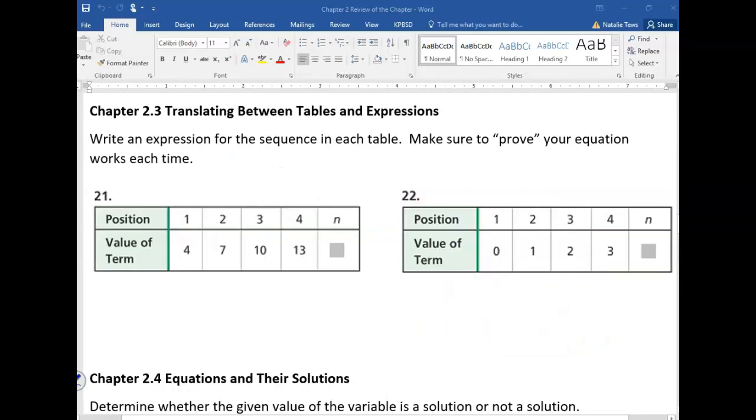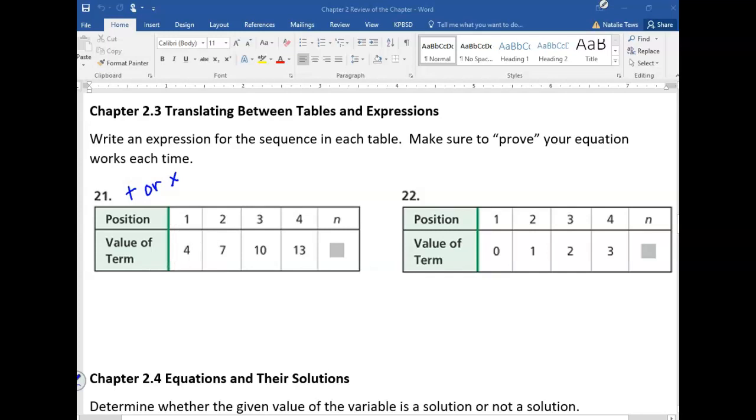Okay, so we're at number 21. So notice that my numbers are getting bigger from here to here. So if they're getting bigger, I'm automatically thinking adding or multiplying, right? So I'm going to try out adding. What would I have to add to 1 to get 4? 3. It would be a plus 3. Okay. 2 plus 3 would be 5. So that's not going to work, right?